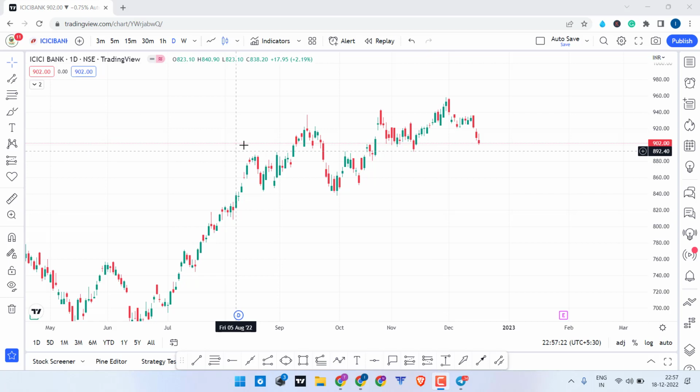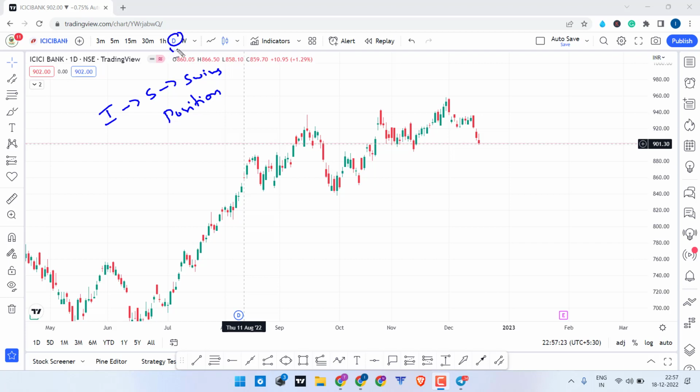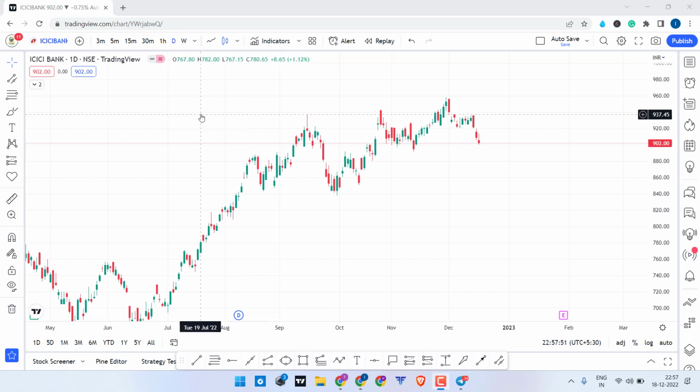So let's say now I am in the daily time frame. You can see here I am in the daily time frame, and whatever type of trading I do, whether I go for intraday, scalping, swing, or positional, I always watch the daily time frame. And for me this is like a golden time frame. I give very much importance to this.